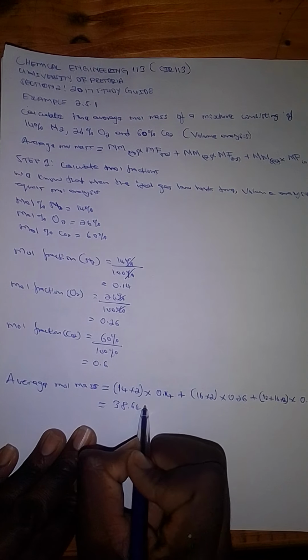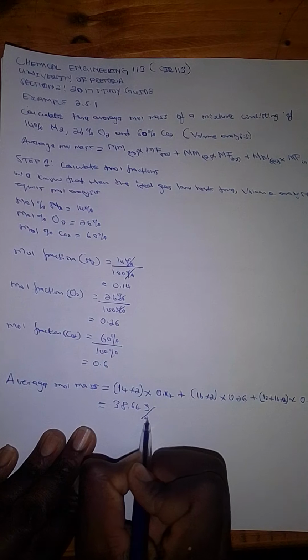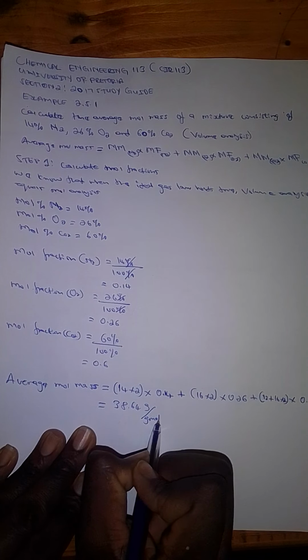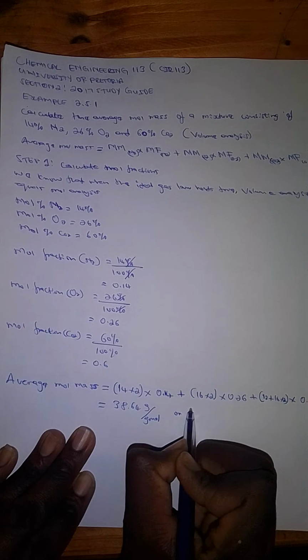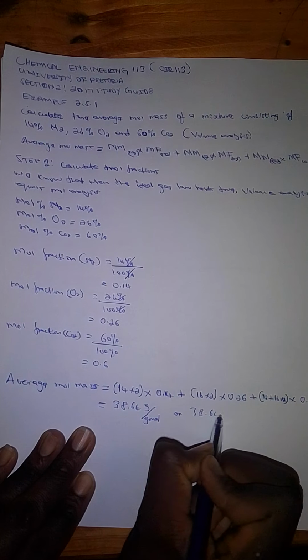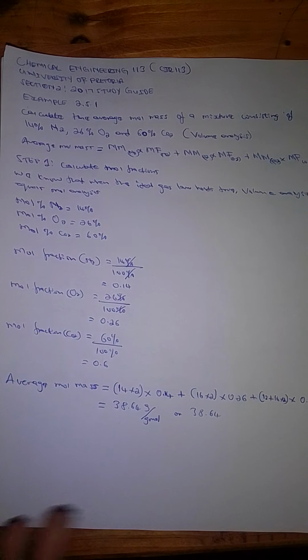38.64 grams per gram mole, or you can just say 38.64, or 39 if you want it that way. So that is basically how to answer example 2.5.1.